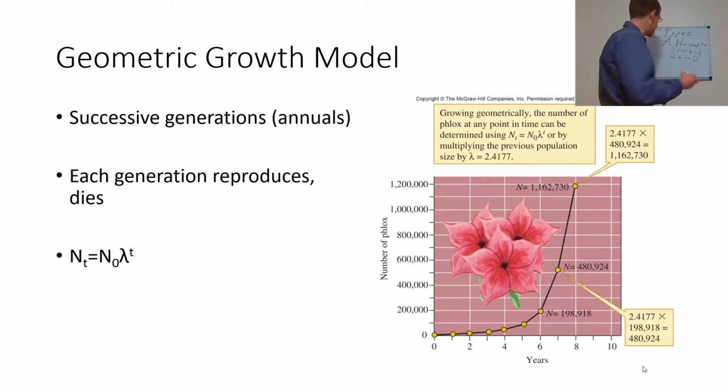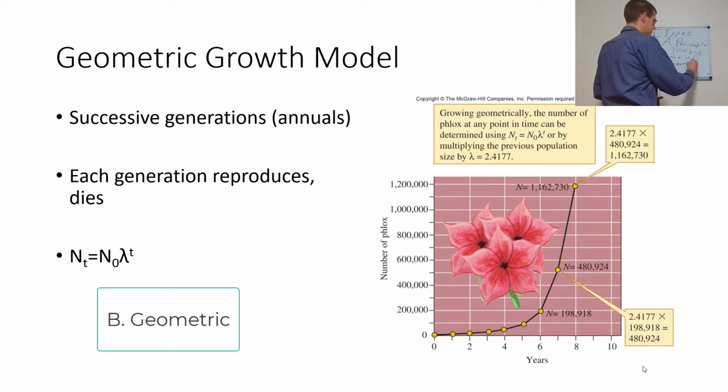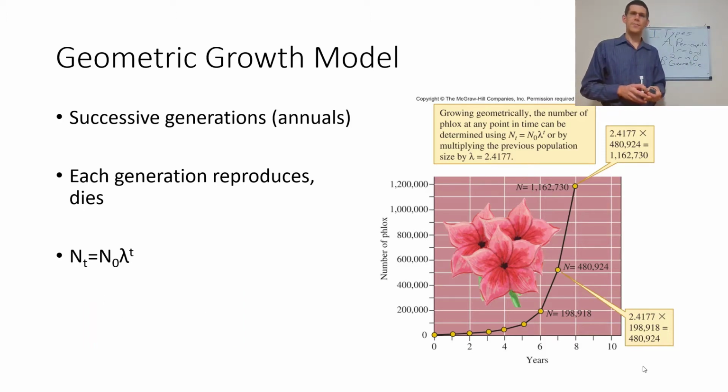So first off is the geometric growth model. This is going to work on things like annual plants or organisms that die out each year. So each generation is going to reproduce and die. So it'll have either a single reproductive event usually, or multiple reproductive events that don't overlap in growth. So you're not going to have multiple generations overlapping. What you're going to get is each yearly generation. That's what keeps it geometric.